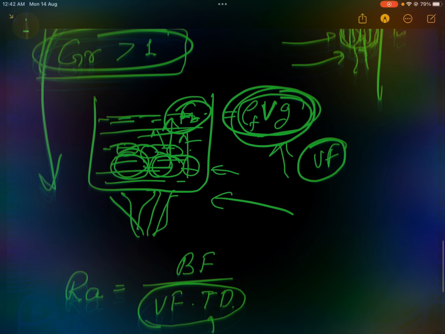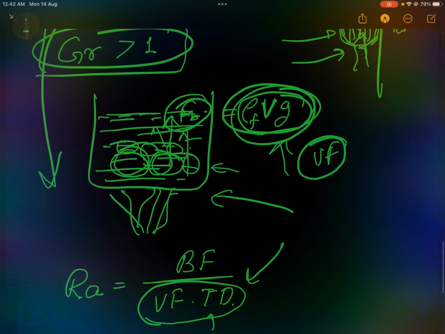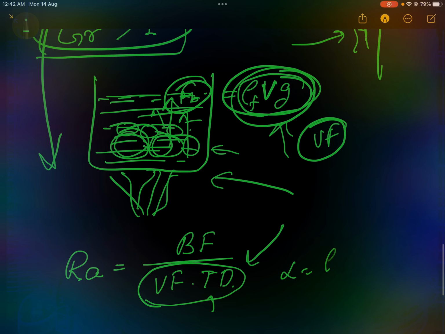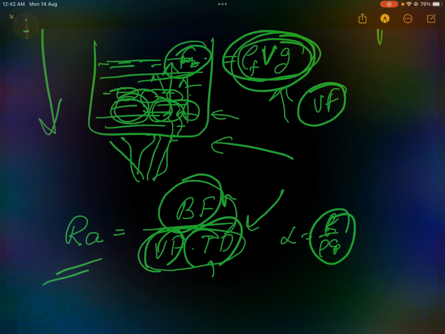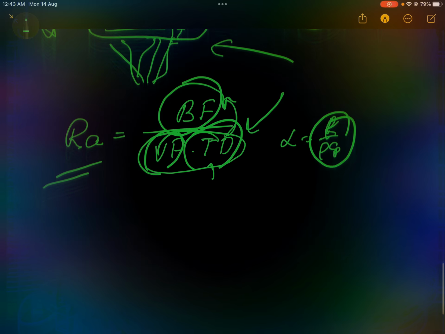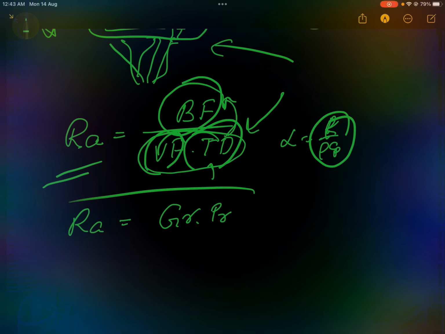We have compared, but we also want to know the thermal diffusion, which is alpha equal to k upon rho cp. Whatever the thermal diffusion within the layer is, because of it, how much is the buoyancy force dominating with respect to the viscous force and the thermal diffusion? That's how the Rayleigh number is defined. If we want to calculate it, it comes out to be the Grashof number times the Prandtl number. That is called the Rayleigh number.